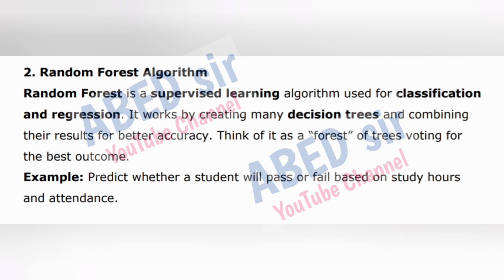2. Random forest algorithm. Random forest is a supervised learning algorithm used for classification and regression. It works by creating many decision trees and combining their results for better accuracy. Think of it as a forest of trees voting for the best outcome. Example: predict whether a student will pass or fail based on study hours and attendance.